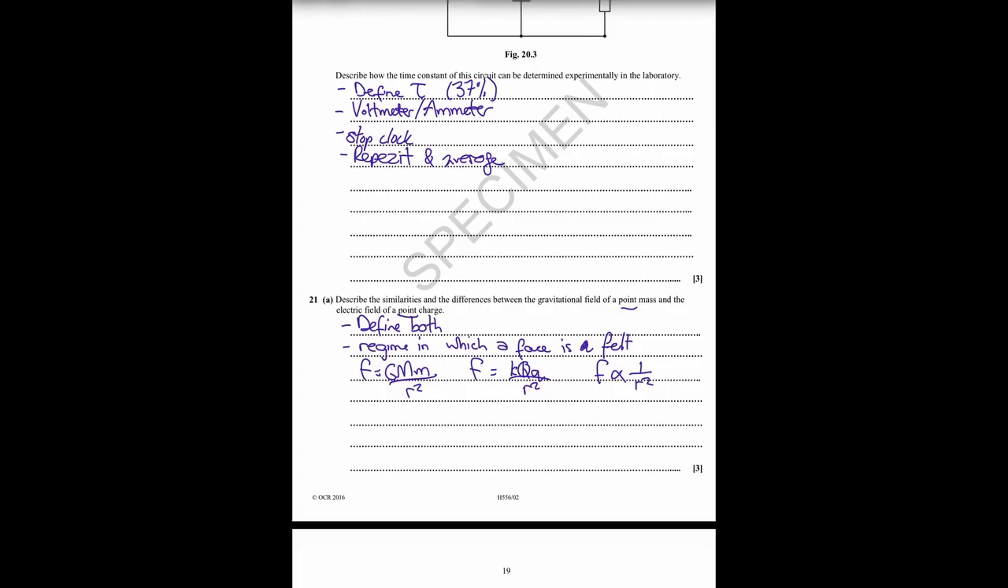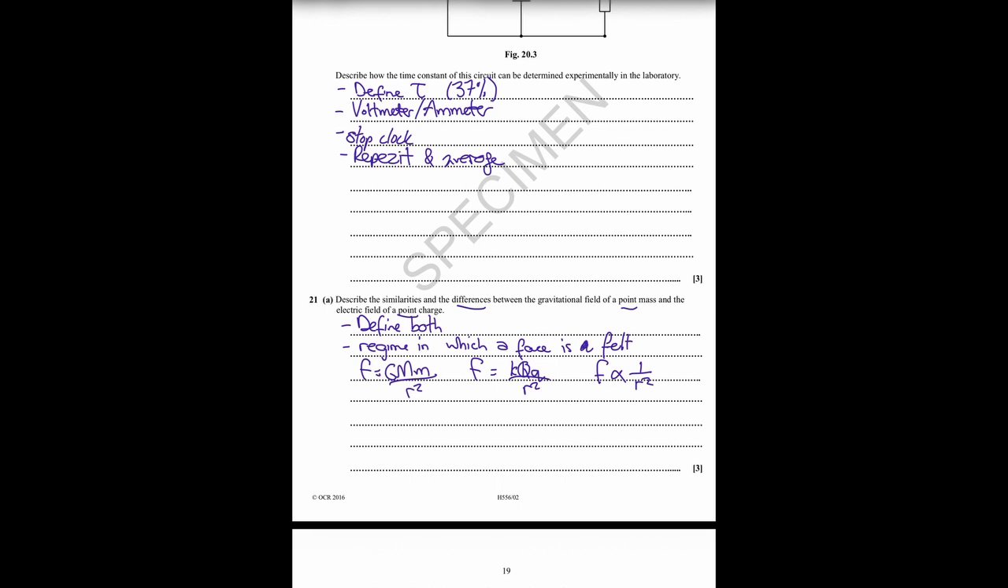They will always mix up radial and uniform. So you just need to know when it's a point, always use the radial ones, the one with the square. When it's not a point, then obviously use the uniform ones. Okay, so I've done the similarities. What are the differences between them?